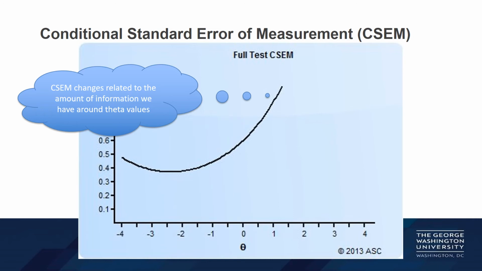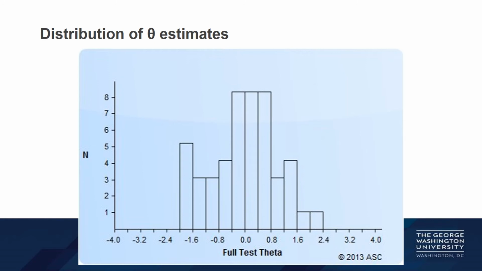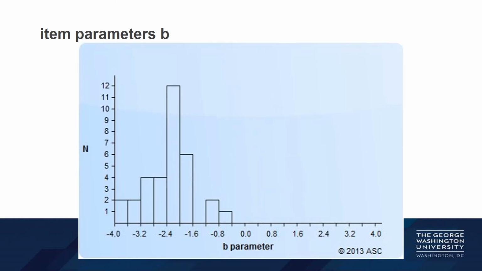And it changes. One important element we discussed earlier is that the standard error of measurement changes depending on where someone is on the underlying continuum. Here's a distribution of a full test of theta values. So I've just taken persons and plotted them here in a histogram. These are their theta values, most of them around 0. We see some deviation. Here are the items. The items are relatively easy in general.